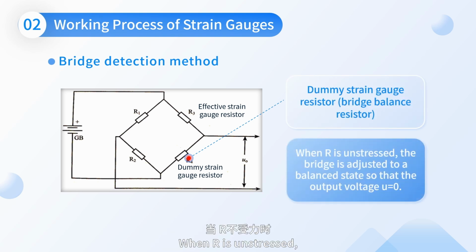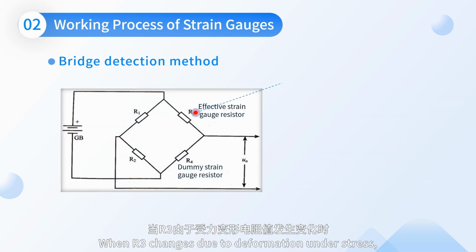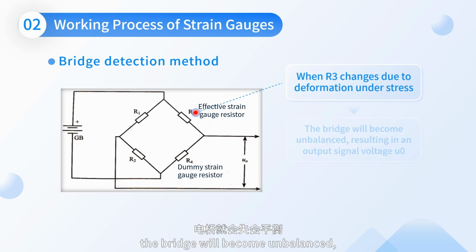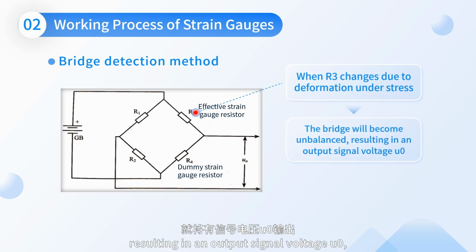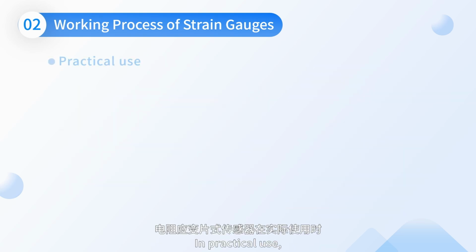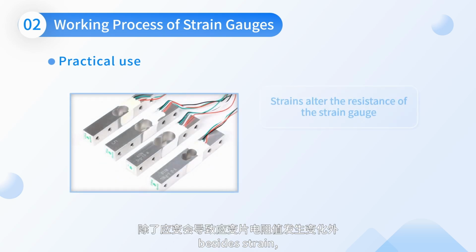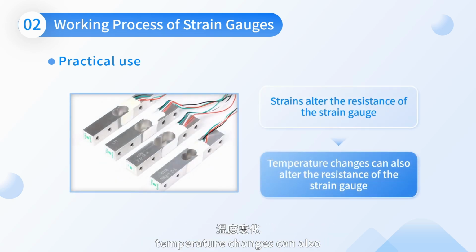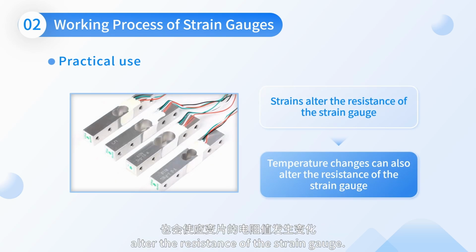When R3 is unstressed, the bridge is adjusted to a balanced state so that the output voltage U0 equals 0. When R3 changes due to deformation under stress, the bridge will become unbalanced, resulting in an output signal voltage U0, whose magnitude reflects the magnitude of the force applied. In practical use, besides strain, temperature changes can also alter the resistance of the strain gauge.